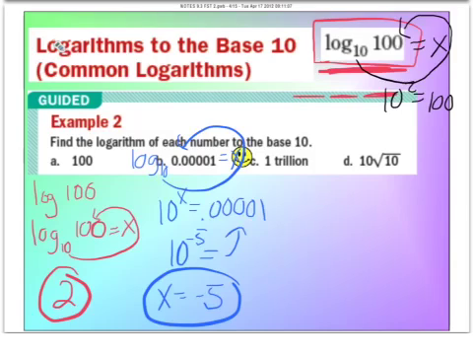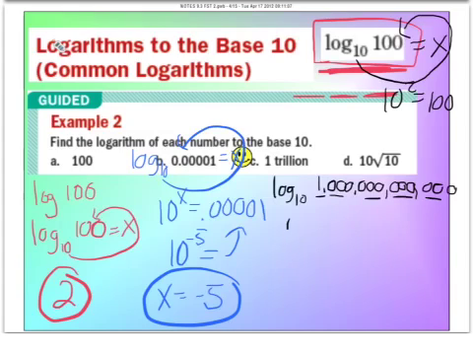We're going to have to write it out. A trillion has a lot of zeros in it. In terms of our groups, we have hundreds, thousands, millions, billions, and then trillions. So we have 4 groups of 3 zeros. So it's going to look like this. Log base 10, again, hundreds, thousands, millions, billions, trillions.